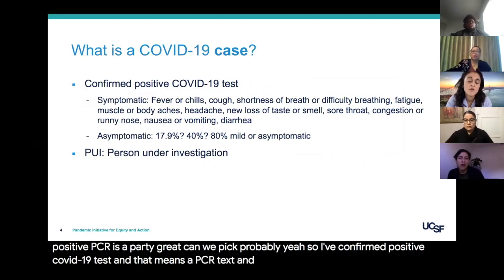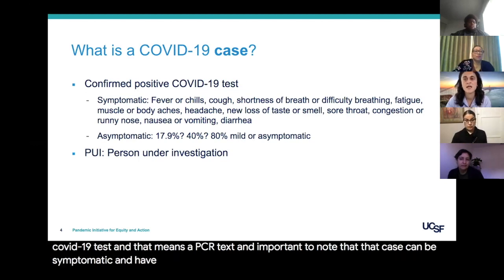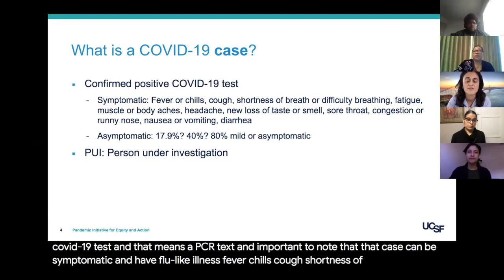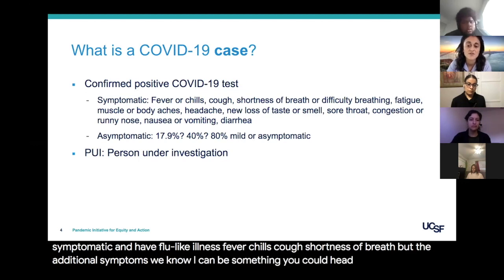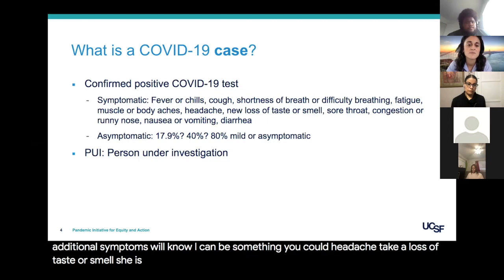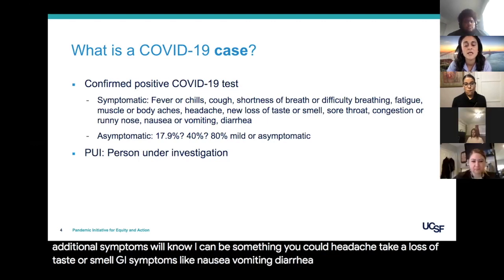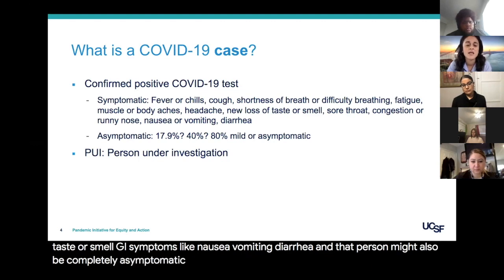And it's important to note that that case can be symptomatic and have a flu-like illness, fever, chills, cough, shortness of breath. Then the additional symptoms we know that can be associated with COVID: headache, new loss of taste or smell, GI symptoms like nausea, vomiting, diarrhea. But that person might also be completely asymptomatic.